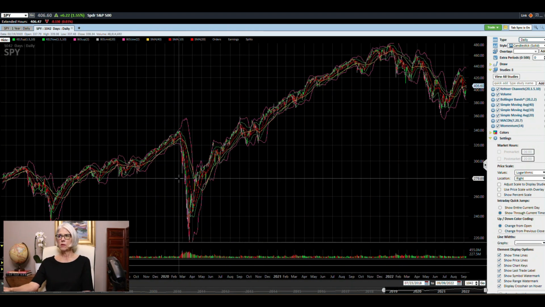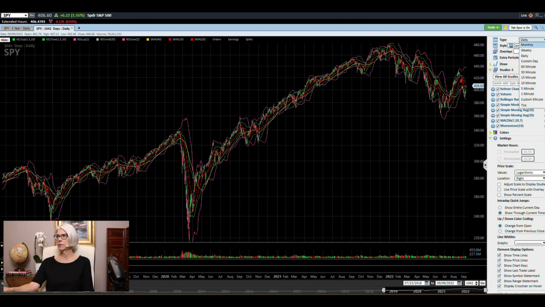Remember how that 2020 quick little bear market looked really kind of irrelevant? Well, here it is on a daily chart, and you can see that it's much more dramatic. That price move was really quite large, and so you can look at any time frame that you like.